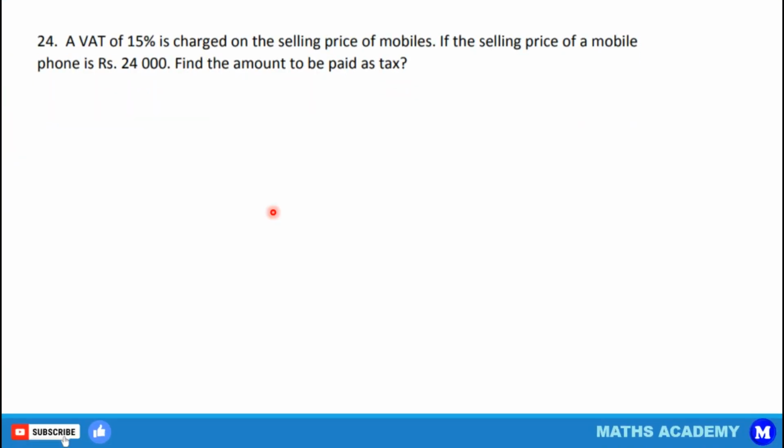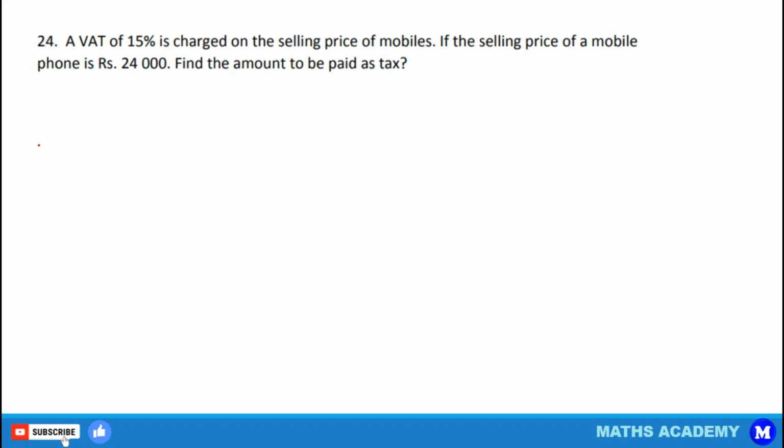Question number 24. A VAT of 15% is charged on the selling price of mobiles. If the selling price of a mobile phone is 24,000 rupees, find the amount to be paid as tax. So the tax percentage is 15% and the selling price of one mobile phone is 24,000. So the tax is charged on the selling price of these mobile phones. So now we should calculate the tax that is charged per mobile phone.